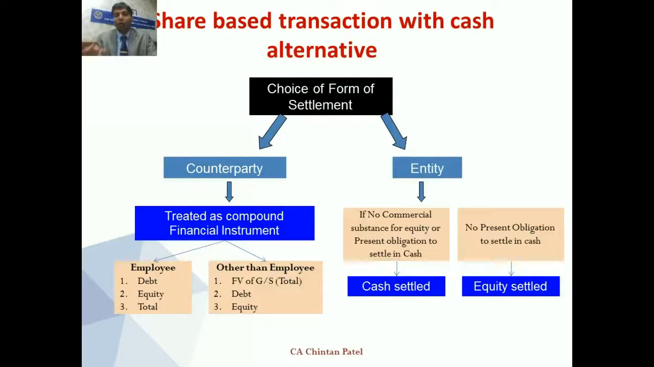So if there is no commercial substance for equity, or if there is a present obligation to settle in cash, then it is to be accounted as a cash settled share-based payment. Otherwise, it is to be accounted as an equity settled share-based payment. If the choice of form of settlement lies with the counterparty, in that case, it is a kind of compound financial instrument, where the option is given to the third party that they can select a form of settlement either in equity or debt. Then you need to divide the instrument into two portions. One is equity and the second is a liability.